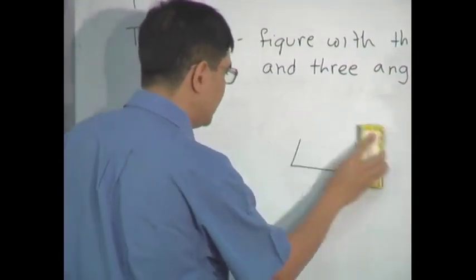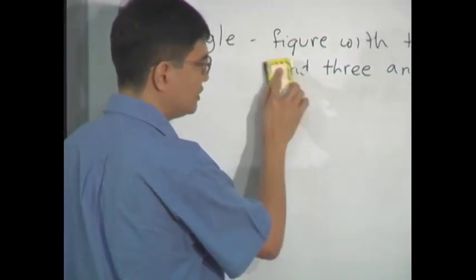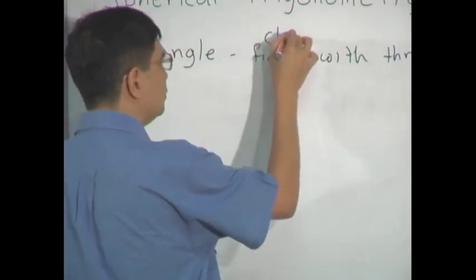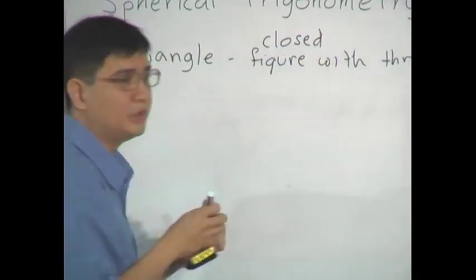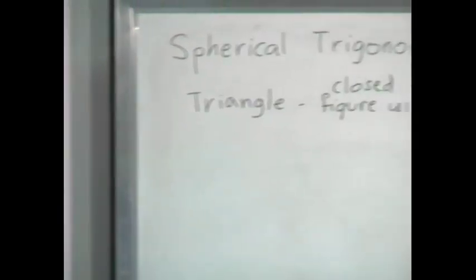We can actually replace the phrase "3 angles" and just make an additional condition that it's a closed figure. That should be enough for us. So a triangle is a closed figure with 3 straight sides. But what is a straight side? What is a straight line?